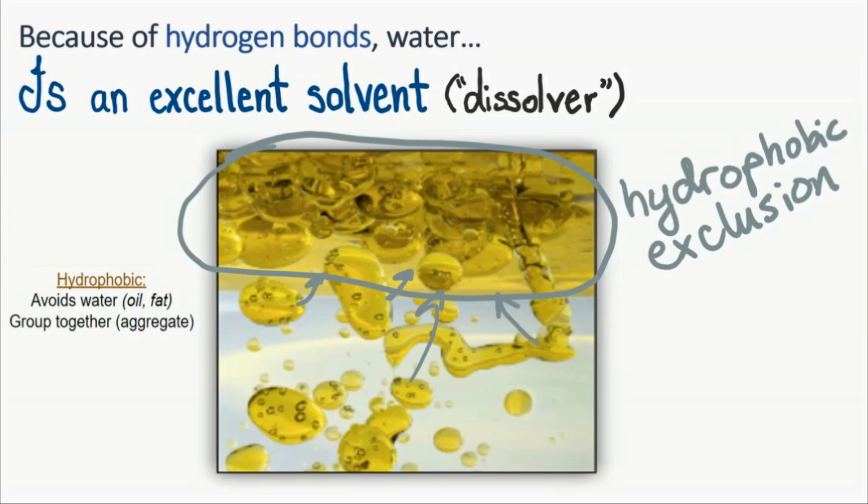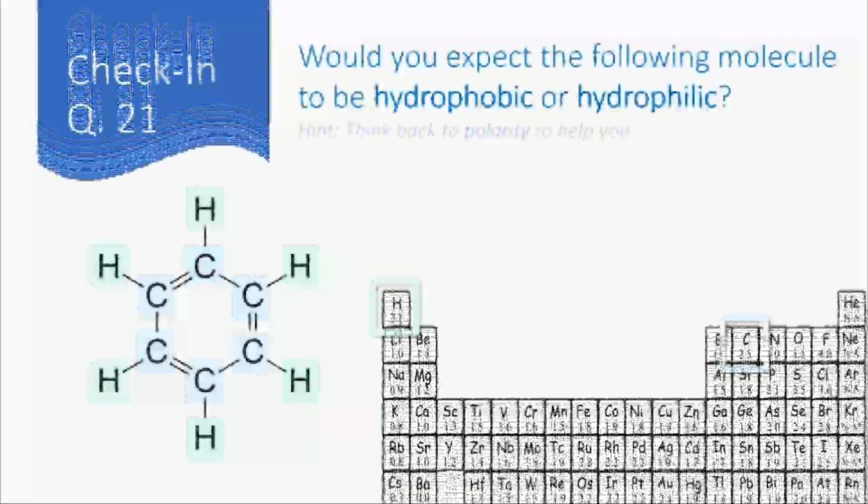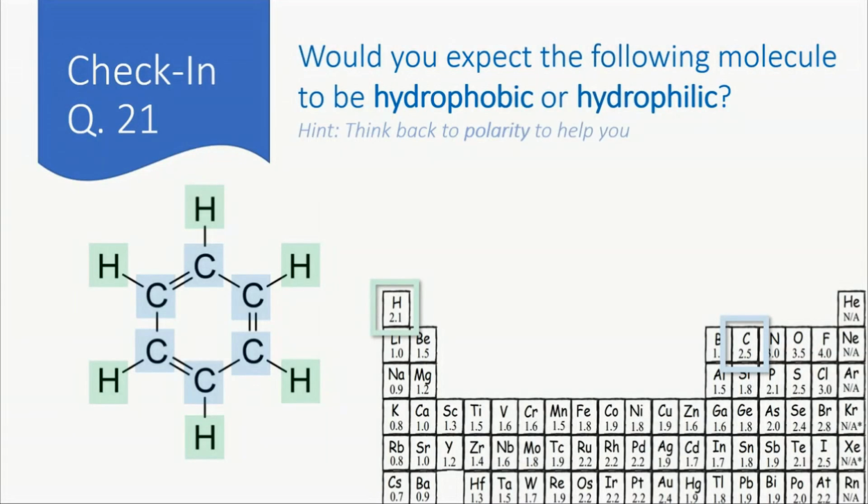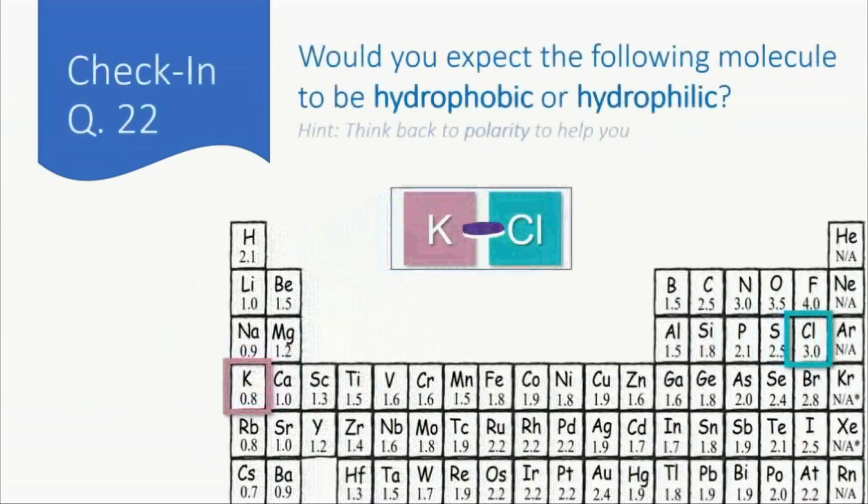And as you'll learn later, the ability for water to influence the shape of something can very easily alter that item's function as well. So now, as another check-in, number 21, would you expect the following molecule to be hydrophobic or hydrophilic? Think back to polarity to help you out. Number 22, would you expect this molecule, potassium chloride, to be hydrophobic or hydrophilic?